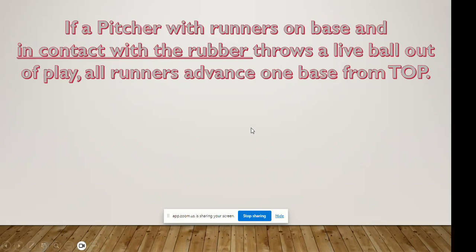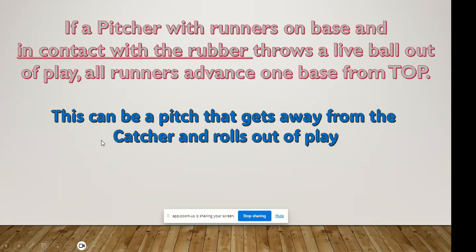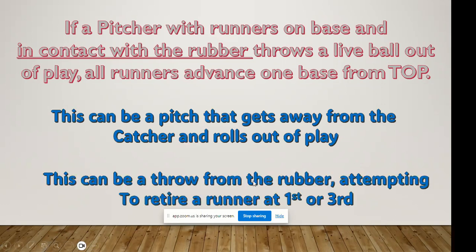Starting with that pitcher. Remember, I had those lines in blue about the pitcher being in touch with the rubber. So if a pitcher with runners on base and in contact with the rubber throws a live ball out of play, all runners advance 1 base. And again, this can be a pitch that gets away from the catcher and rolls out of play, or it can be a throw, typically a pickoff attempt at first or third, that he's attempting to retire a runner, and he's still in touch with the rubber. Ball goes out of play. It's 1 base from time of pitch, they call that, because he's in touch with the rubber.